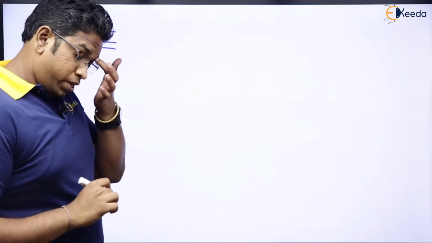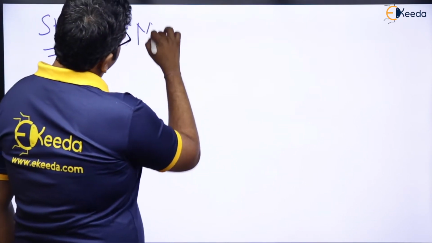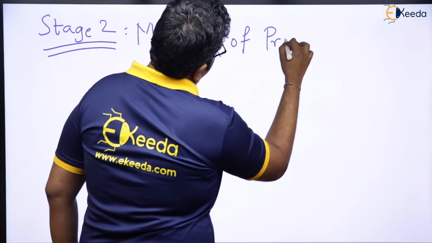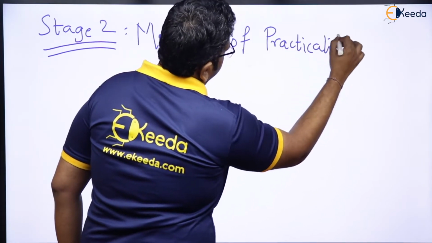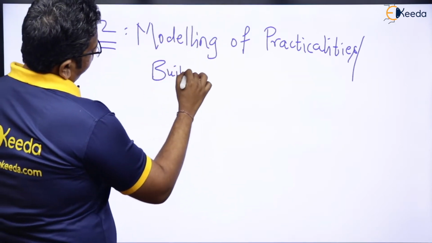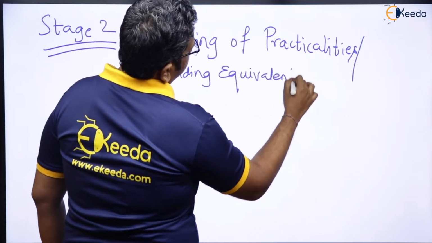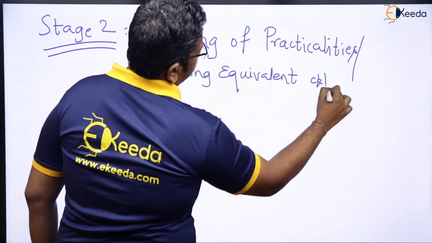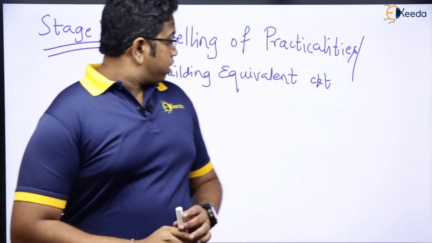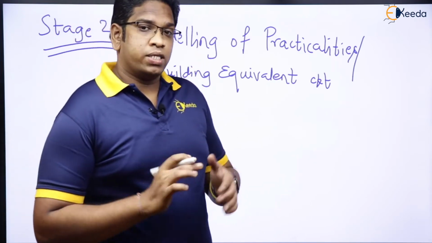In stage 2 what will we be dealing with? In stage 2 we will be dealing with modeling of practicalities, also called building the equivalent circuit. This means in this stage we will be building the equivalent circuit. What does that mean, sir? Whatever practicalities, for example non-linearities, leakage, copper losses, core losses, will be represented on paper in this particular stage. In stage 2 we will be doing that. How will we do it?